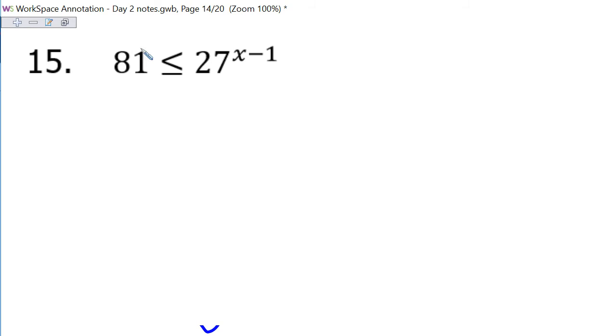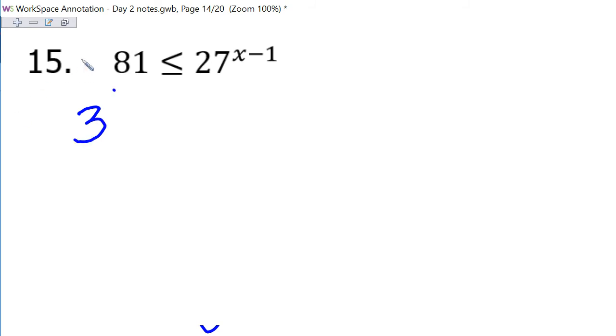But that was a good start. It's not going to be 9. Any other ideas? Three. 3 to what power would make 81? 3 to the 4th power. And then we have our less than or equal to.